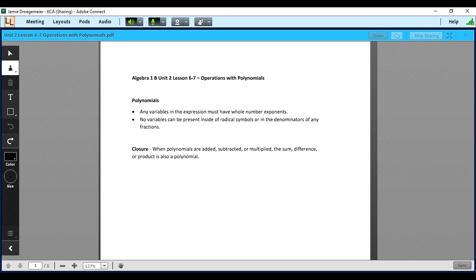So just as an example here, let's say I have 5x plus 2 and I add 3x plus 4. Well, when I add those together, remember we combine like terms. 5x plus 3x is 8x. 2 plus 4 is 6. I started with a polynomial. I end up with a polynomial. This is specifically a binomial, but it is a polynomial.